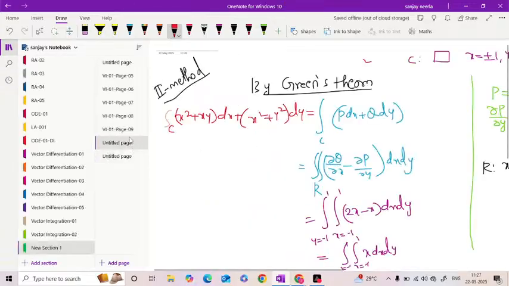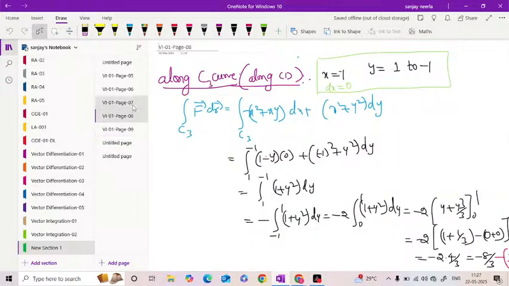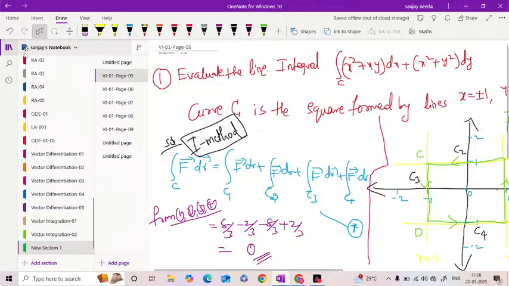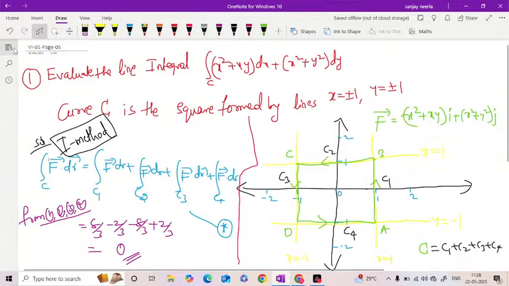Okay? So it is the second method. Okay, this is our second method.